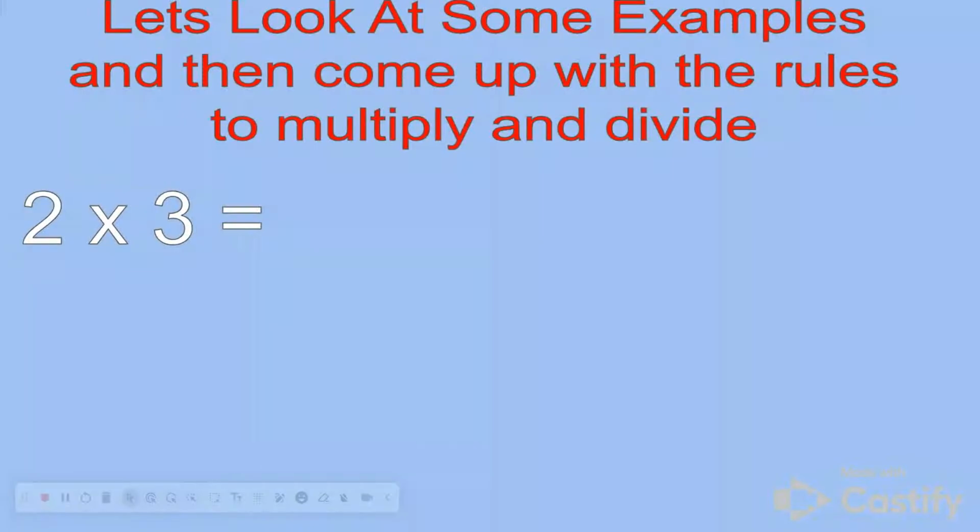The reason 2 times 3 is 6 is that all multiplication is repeated addition. So 2 times 3 just means to do 2 plus 2 plus 2, so 2 added 3 times. That's what 2 times 3 means. That's where the 6 comes from, and that's why 2 times 3 is 6.